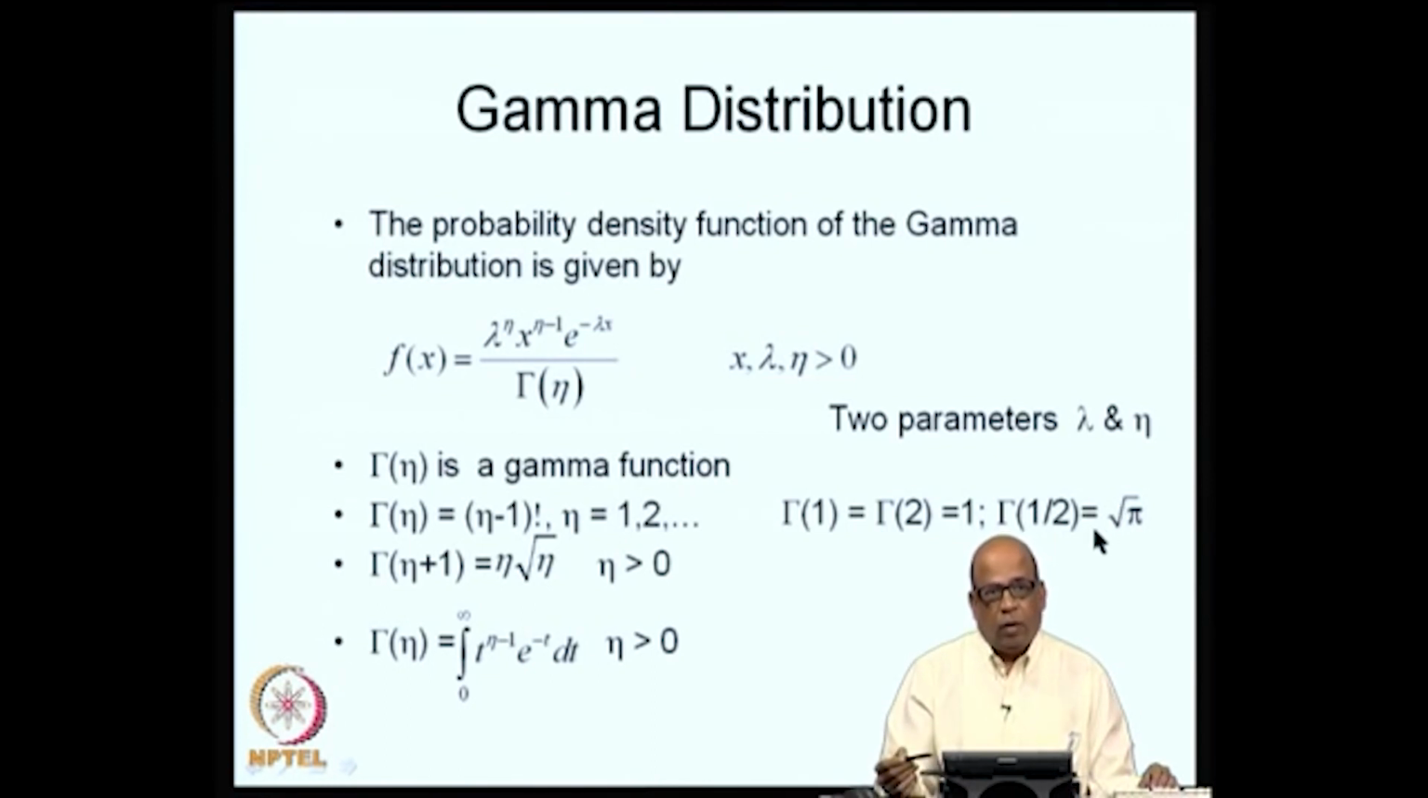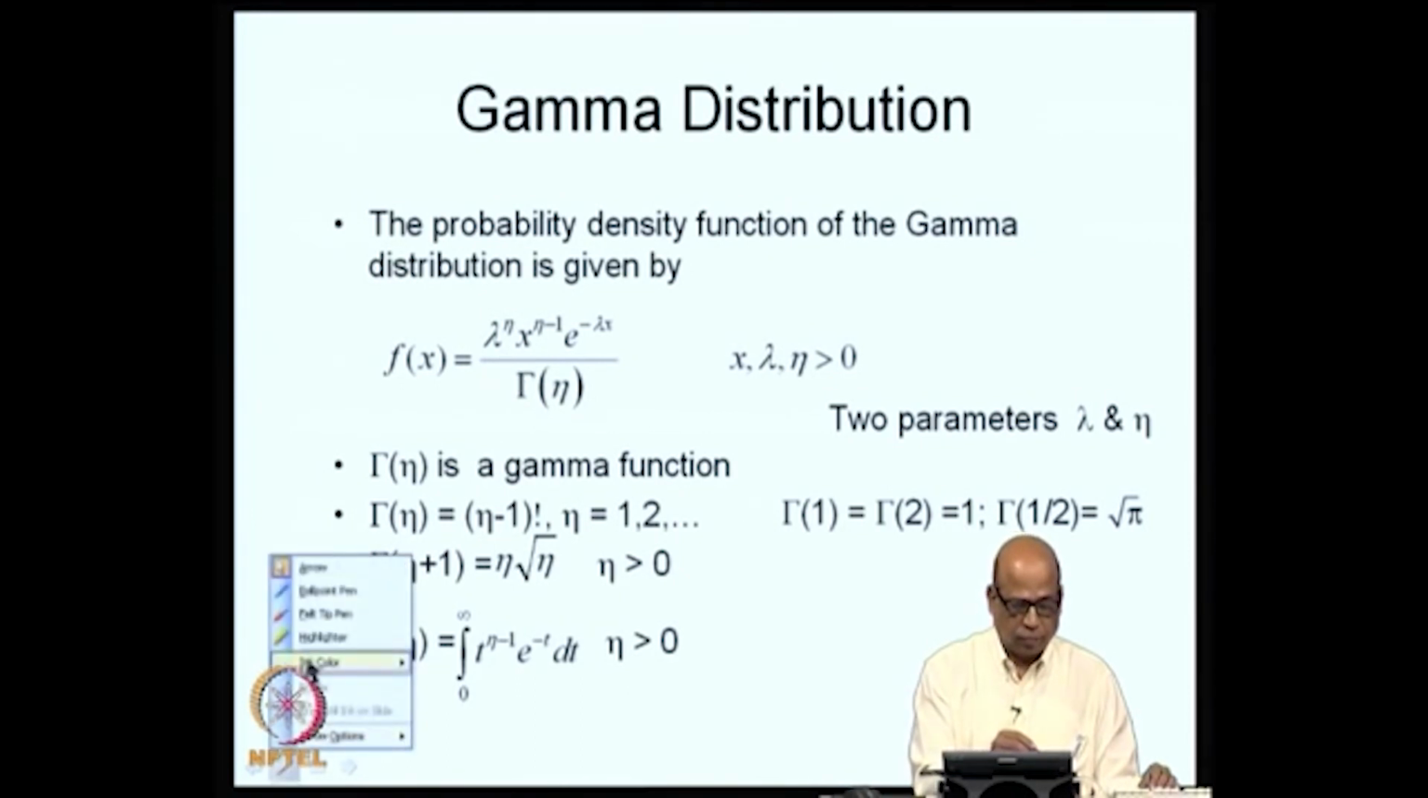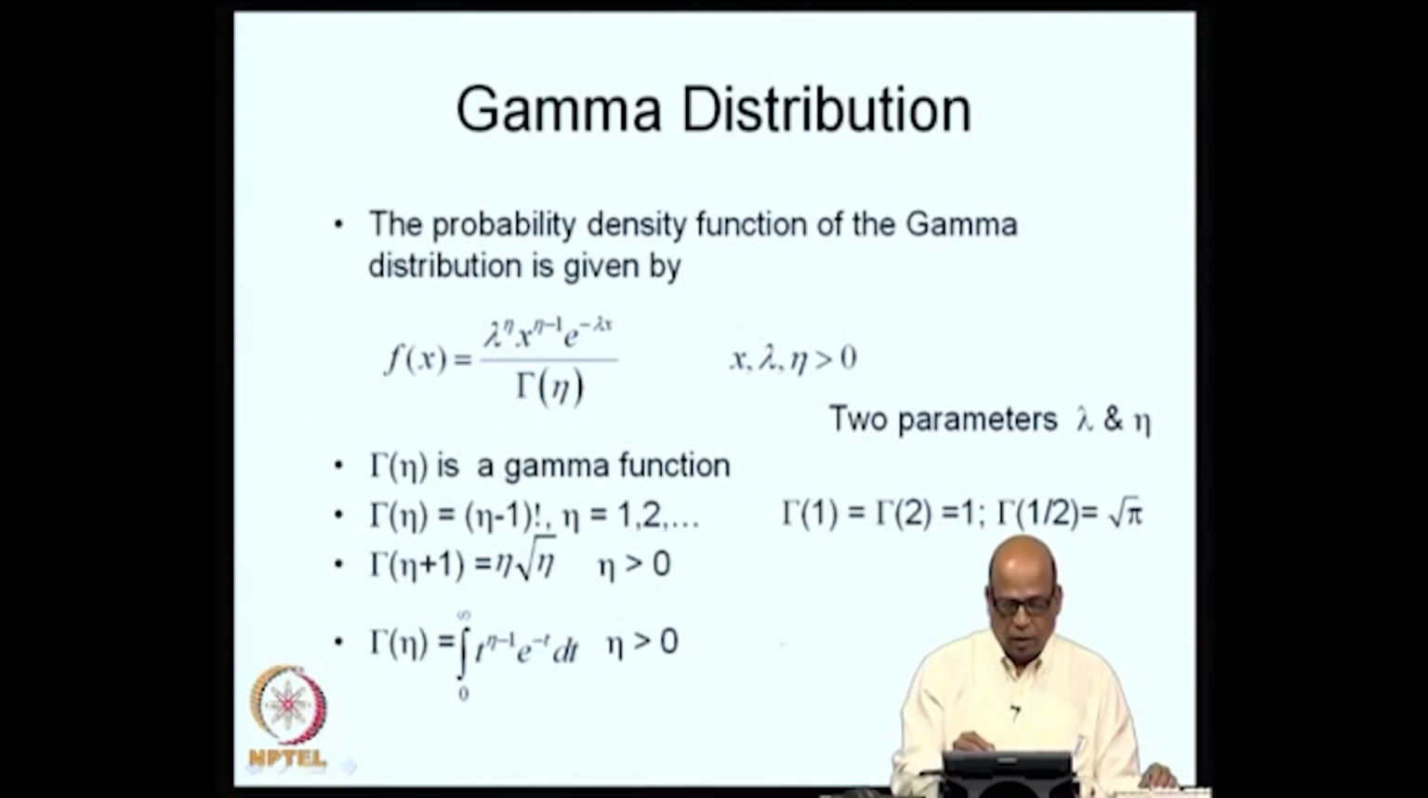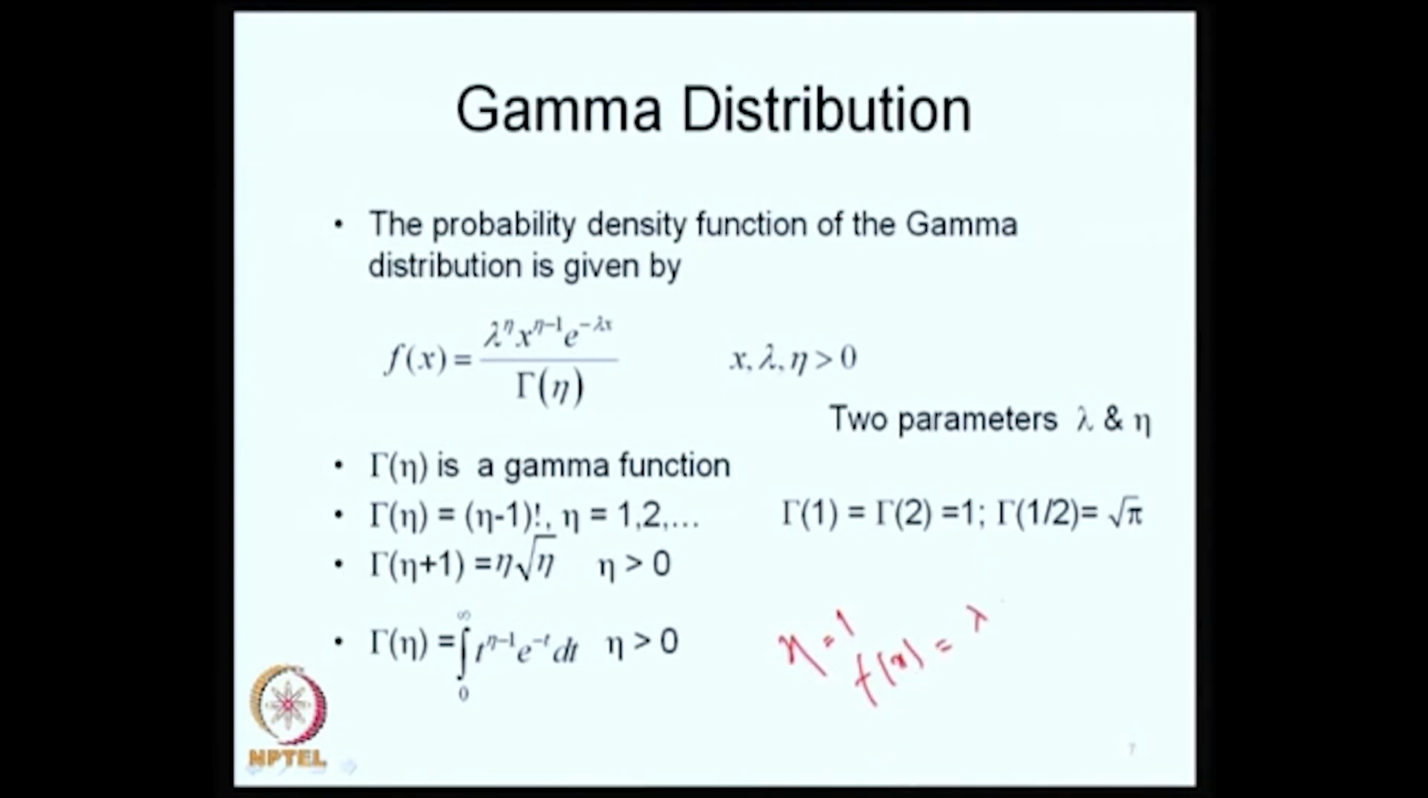Look at this expression for f of x. This is a PDF. If we put eta is equal to 1, what happens? This becomes lambda to the power 1, x to the power 0, e to the power minus lambda x, divided by gamma of 1, and gamma of 1 is 1. So, when we set eta is equal to 1, f of x is equal to lambda e to the power minus lambda x, defined for x greater than 0 and lambda greater than 0.